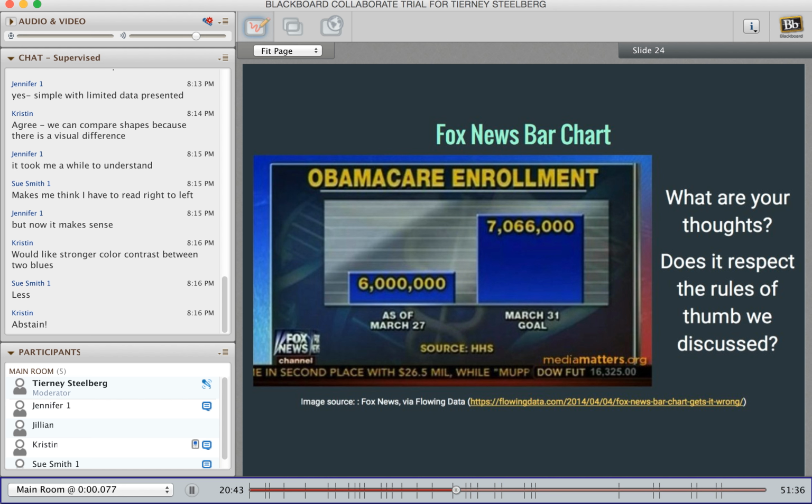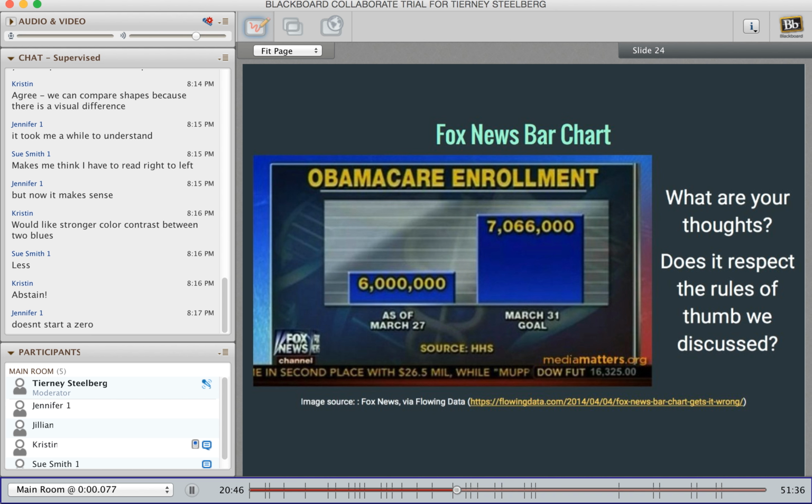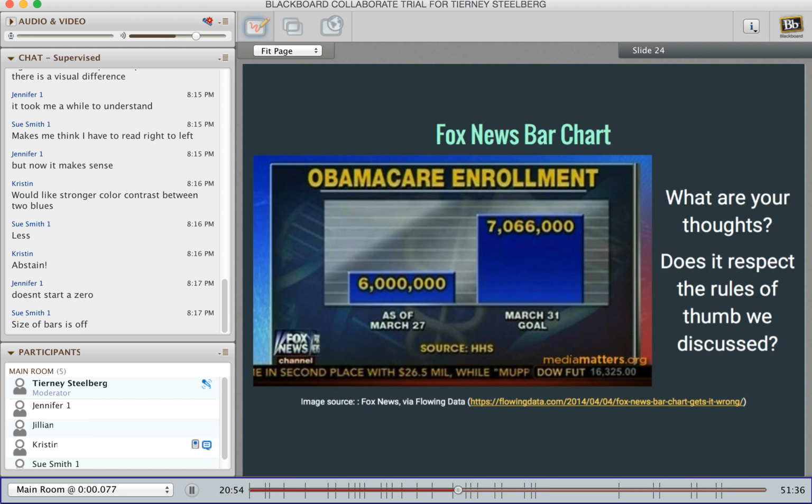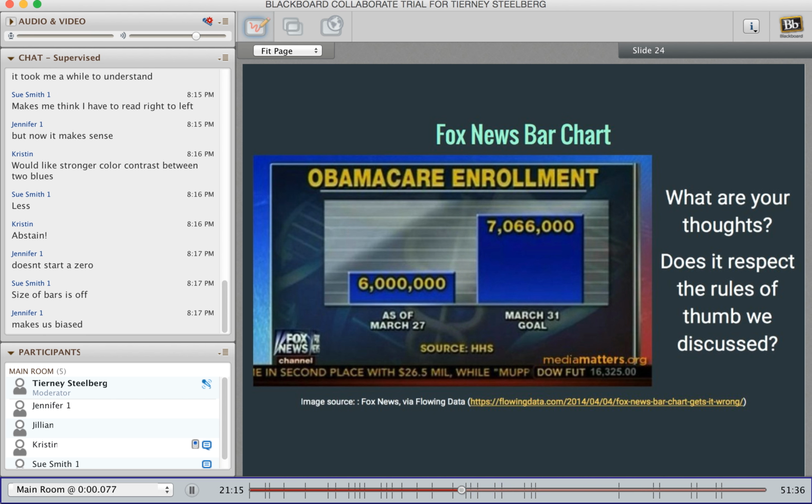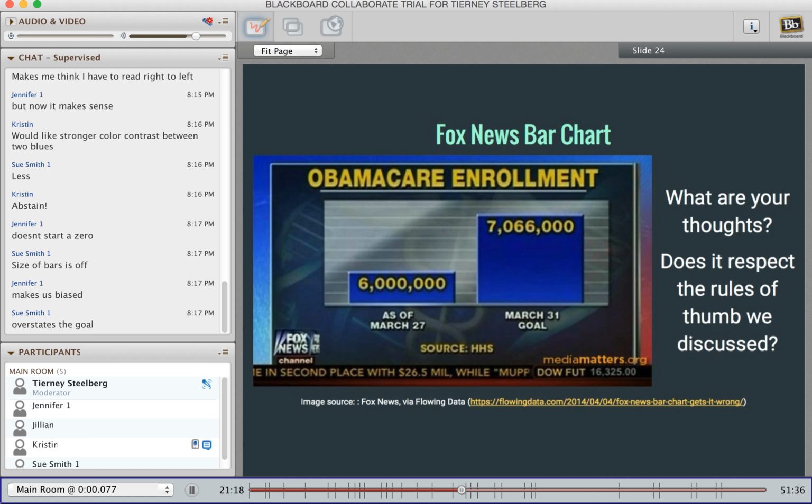Kristen says abstain. All right, Kristen. Jennifer says doesn't start at 0, which is true. And what's the effect of that on how we're perceiving it? Sue Smith says size of bars is off. How do both of those things affect how we're reading the chart? Jennifer says makes us bias, and Sue Smith says overstates the goal.